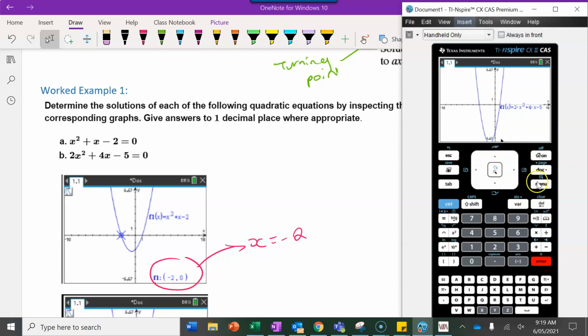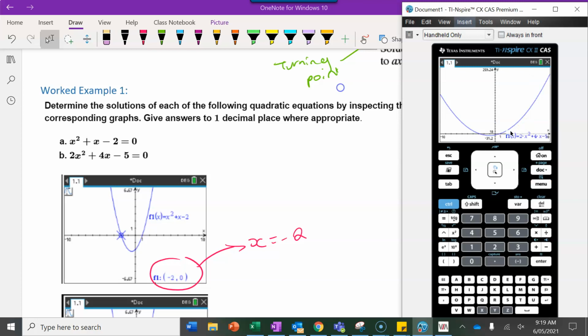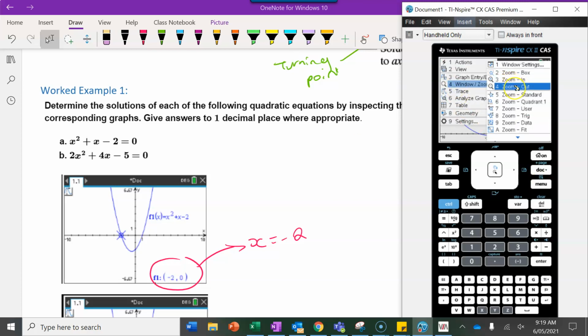So if I get this problem where I'm too zoomed in, you're going to go to Windows Zoom, and then you can click. A few of these work, to be honest. You can type in Zoom Fit, and then it'll give you all the important points in one graph, or you can go into Menu, Windows Zoom, and zoom out, and then it'll bring up a little magnifying glass where you can keep clicking to zoom out as much as you want. I like Zoom Fit because it does it straight away.